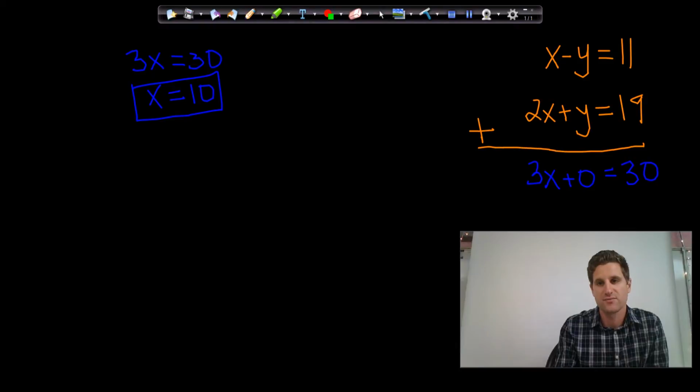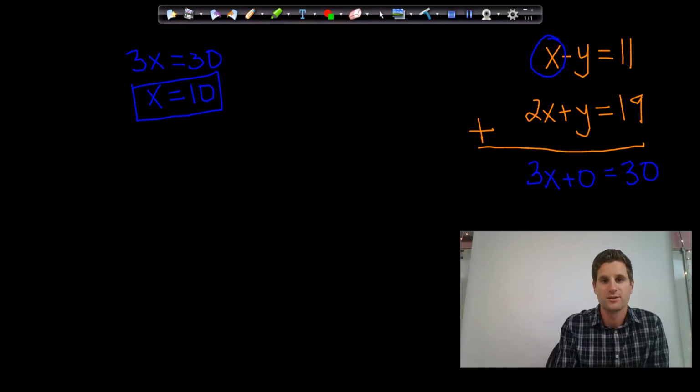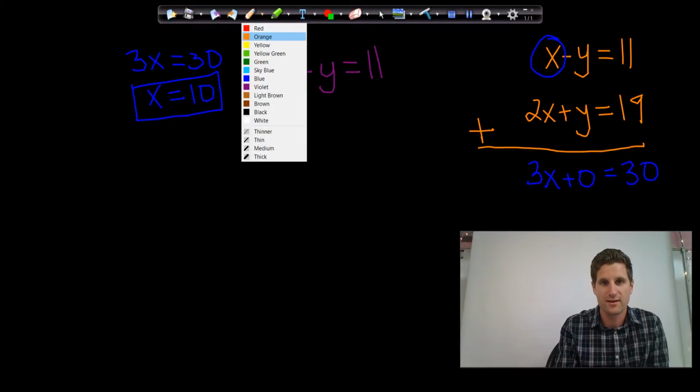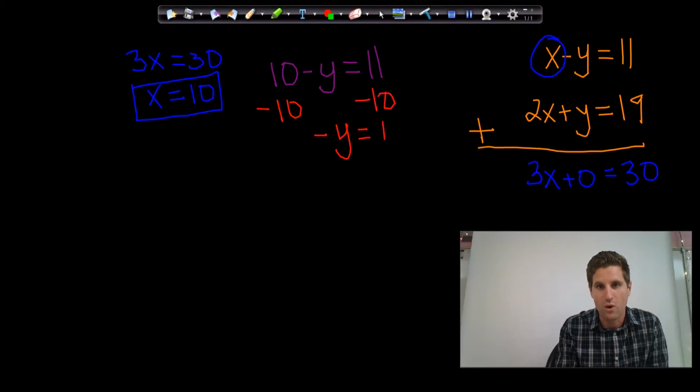Now I can take this value and I can plug it in right here. So let's go ahead and do that now. So I can do 10 minus y equals 11. I don't really like that color against this, so let's go to a different color. What I can do is I can subtract 10 from both sides, and I get negative y equals 1. Then divide both sides by negative 1, and I'll get y equals negative 1.